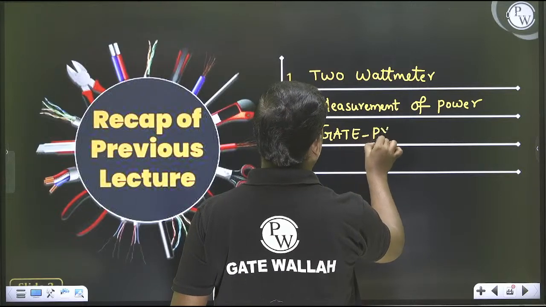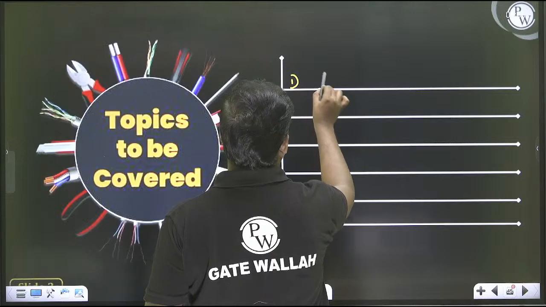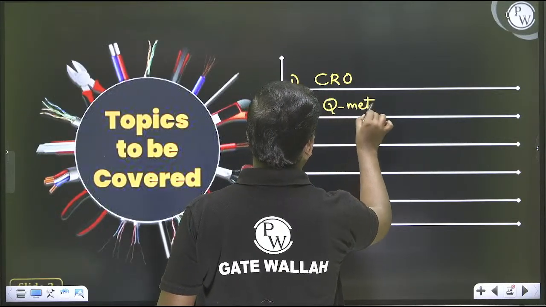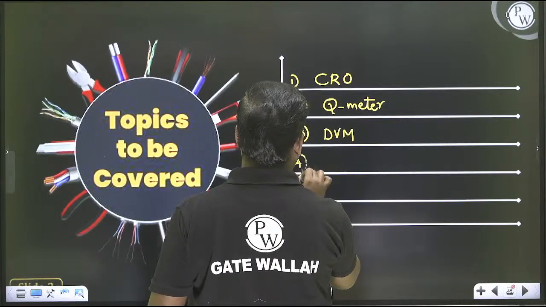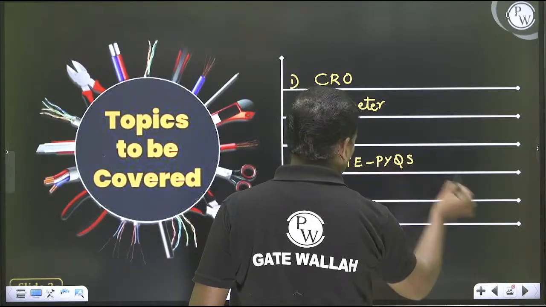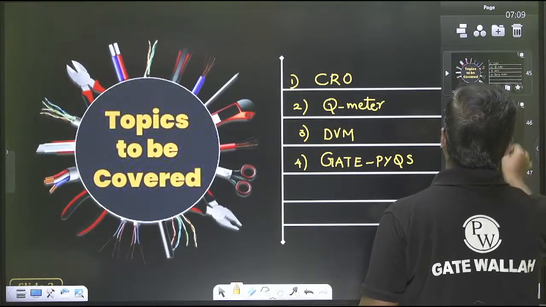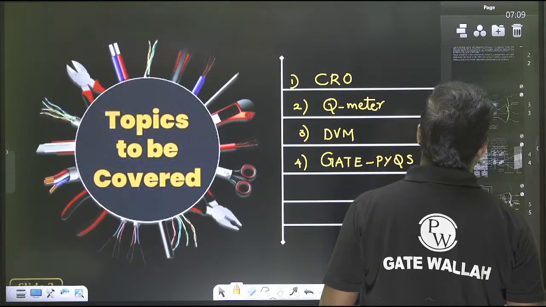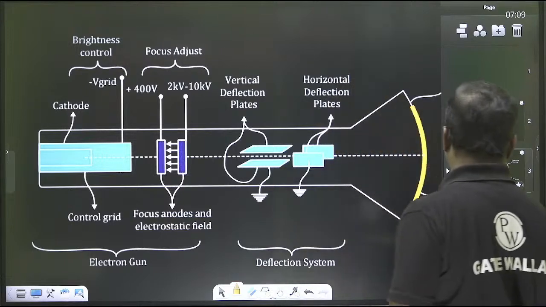ये लास्ट क्लास में हमने डिस्कस किया है, आज हम डिस्कस करेंगे CRO, क्यू मीटर, DVM and the gate PYQs in short. Okay. So please make a note of this diagram.